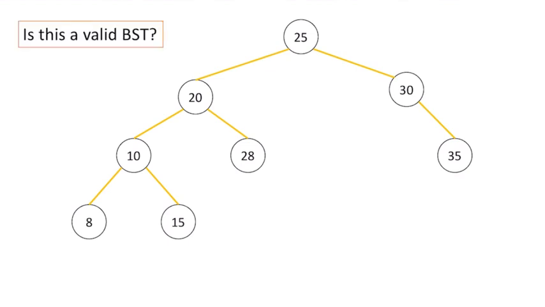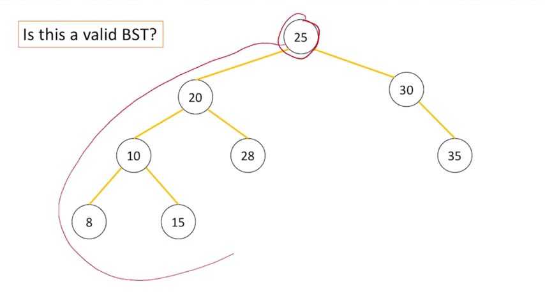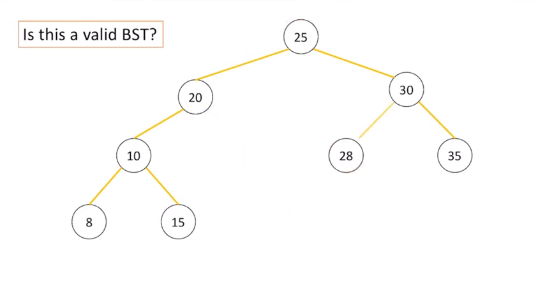So first, my question is, is this a valid binary search tree? And the answer to that is no, because we have 25 at the root, and that means everything to the left of it has to be less than it, but we've got this 28 here. So that 28 really should have been inserted to the right of the root.